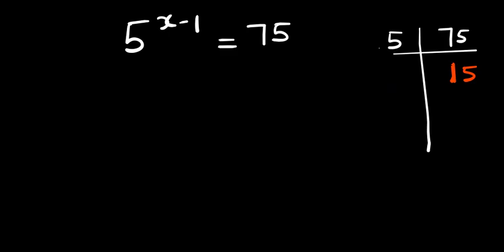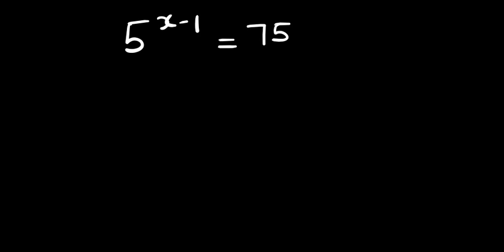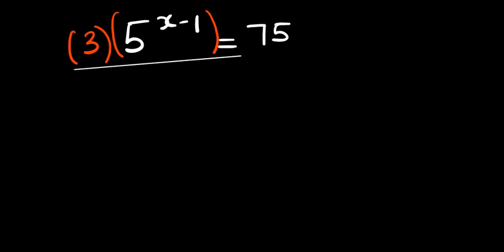So let me modify the question a bit to make it work. I'm going to assume that this is alone, then I put a 3 outside. So we modified our question. Now how are we going to solve? Because we have a 3 outside, we're going to divide by 3 on both sides. The 3 and the 3 on this side are going to cancel.